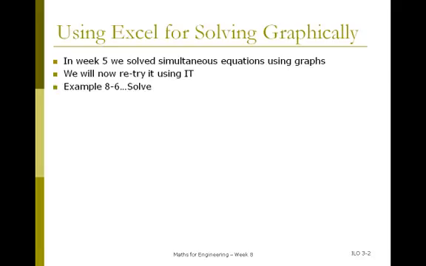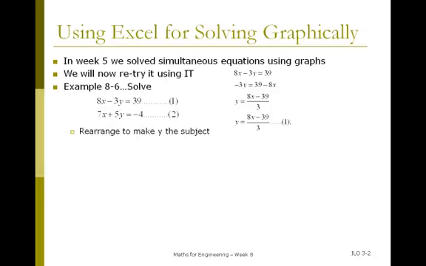So, example 8.6. Solve 8x minus 3y is equal to 39. That's equation 1. And equation 2 is 7x plus 5y is equal to minus 4. So the first thing we do is we rearrange to make y the subject of both equations.